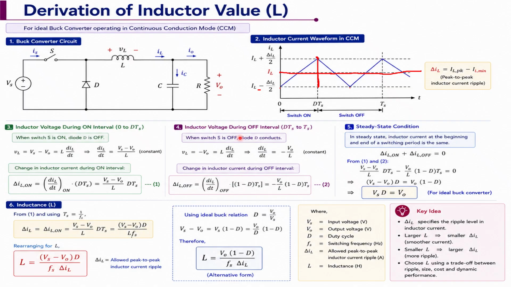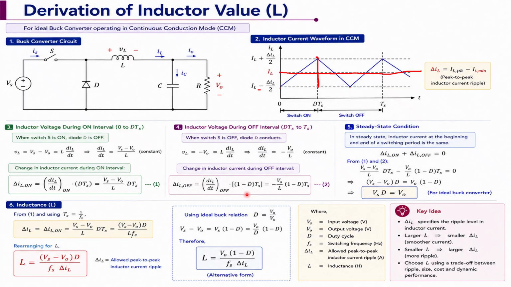Now we will see the off interval. During the turn off interval, VL is equal to minus V naught, which can be written as L dIL by dt. Rearranging this equation, we get dIL by dt is equal to minus V naught upon L. So here you can write this as delta IL of.